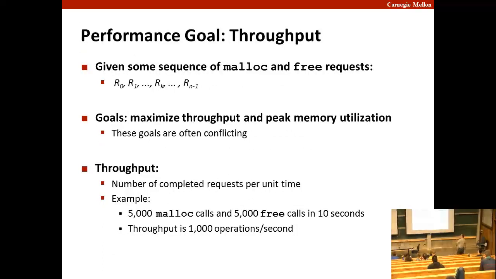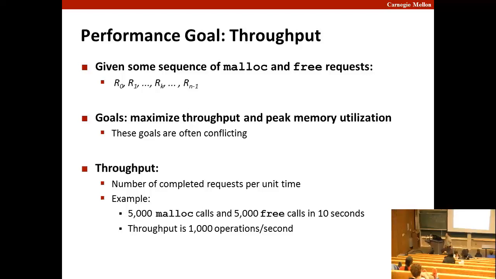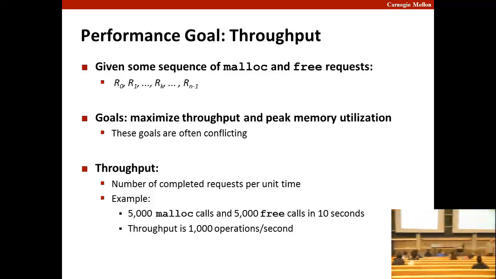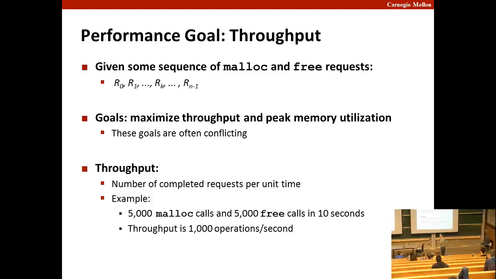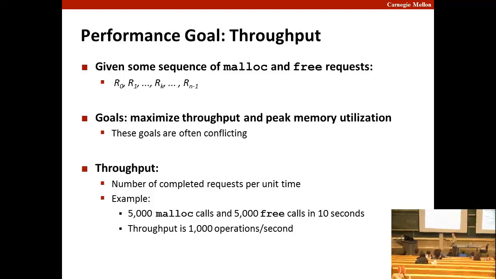I talked about the goals of throughput and utilization. Throughput, loosely measured, is the number of operations that the memory allocator will withstand per second. So if I feed it 1,000 operations, and it takes 1 second to complete those, that's 1,000 operations per second. What's an operation for this purpose? A malloc or a free. And this is a simple measure of how much time is being wasted by the allocator. The more time per operation, the less operations per time.